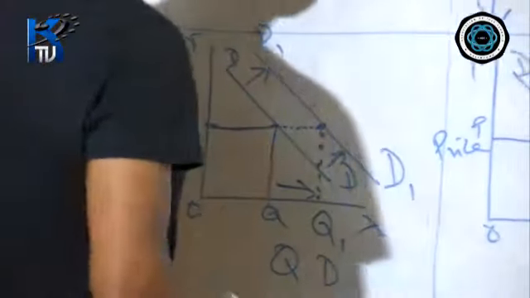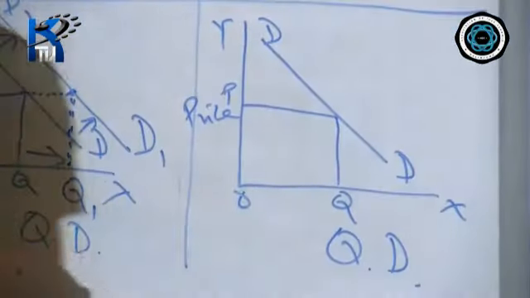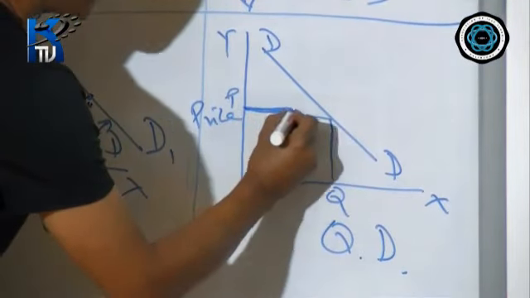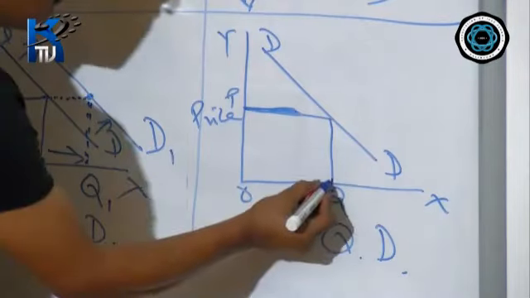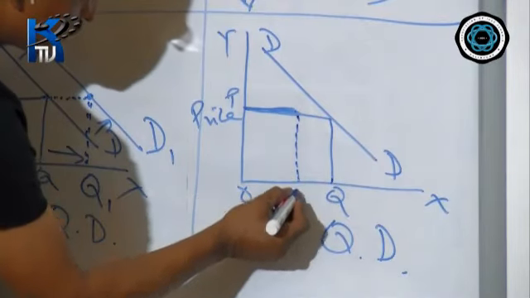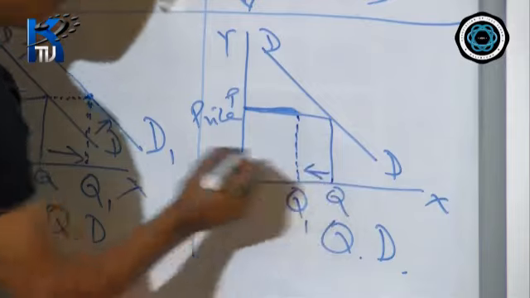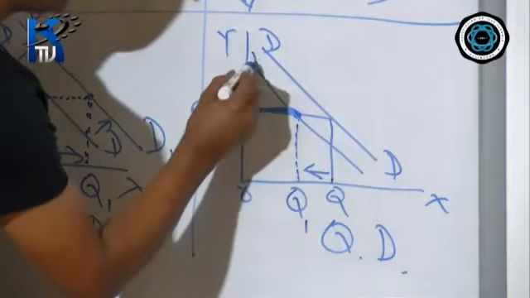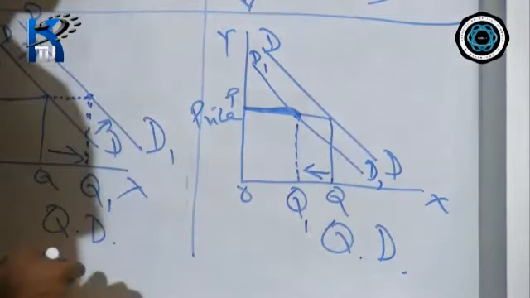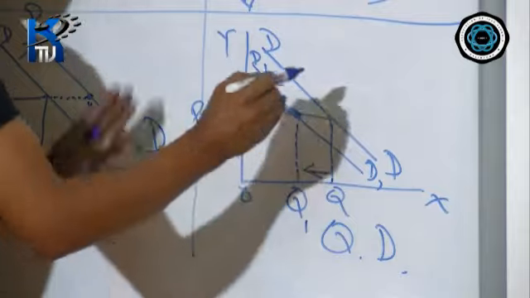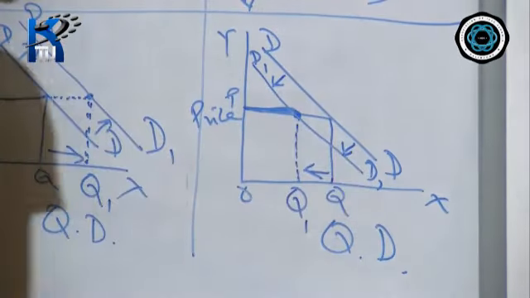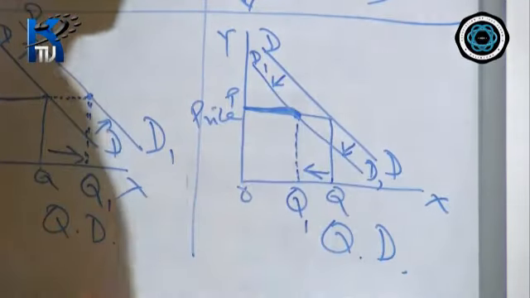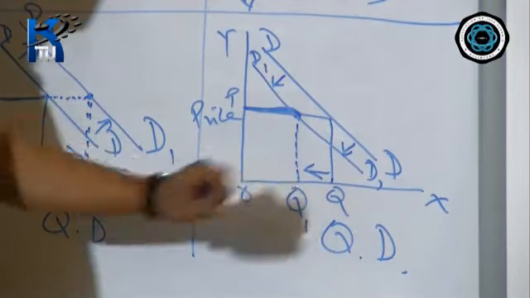Whereas in this case, there is a decrease in demand. The price is the same, but you have to have a decrease in demand. So somewhere here, Q1, decrease in demand. So you are here, and the demand curve will be here, D1. The demand curve has shifted downwards and leftwards. The price is the same, the whole demand curve shifts downwards and leftwards, and there is a decrease in demand.